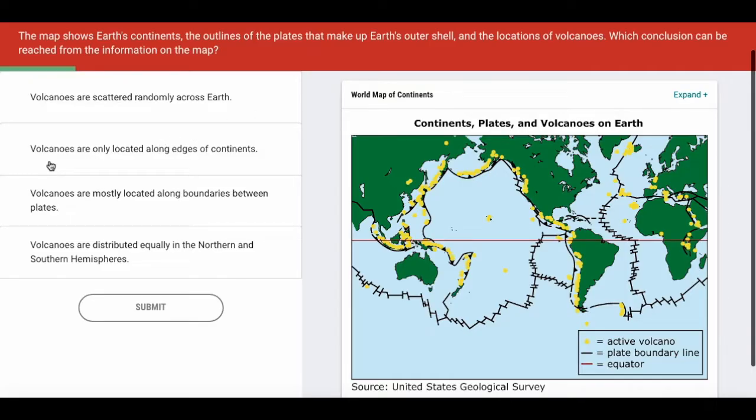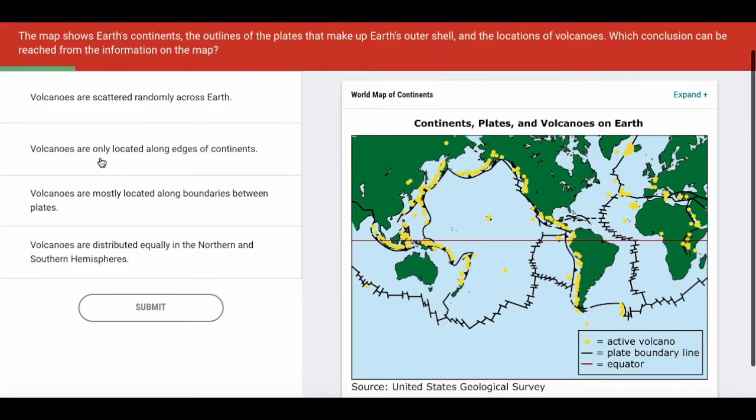Answer choice B says that volcanoes are only located along edges of continents. The continents are these green areas on the map, right? They're not labeled here, but this would be North America, South America, Africa, and so on. But we see that there are yellow dots, meaning active volcanoes, found in the continents too. And some are in areas that aren't even on the land, according to the map. So we know that this is false. Even if we look along the edges of continents, we don't only see volcanoes there; they're in other places as well. So we can rule B out.